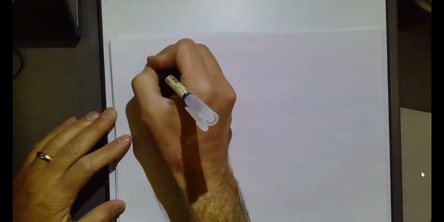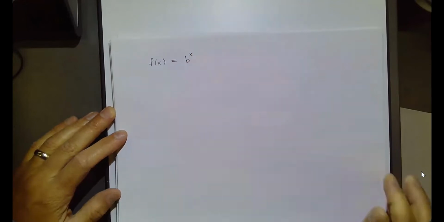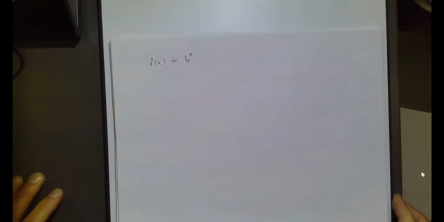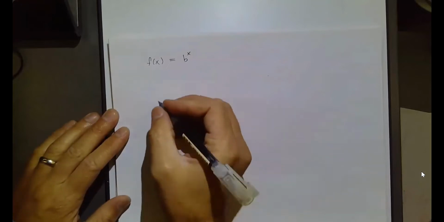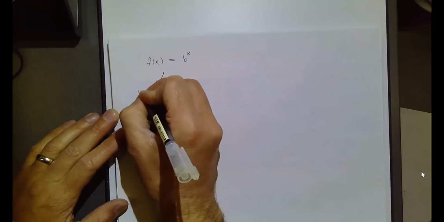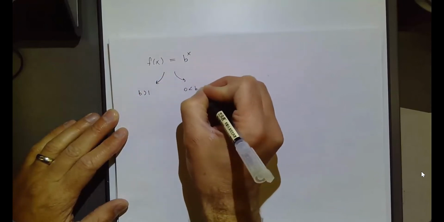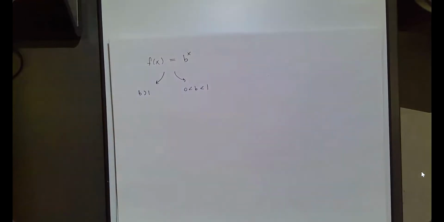If your function is some base to the x power, you have two different things happening here. You either have your base being greater than 1 or your base being between 0 and 1. We don't consider bases that are negative because they're problematic, and we don't consider bases that are equal to 0 or equal to 1. 1 to any power is boring. It's just 1. It's not really an exponential function.